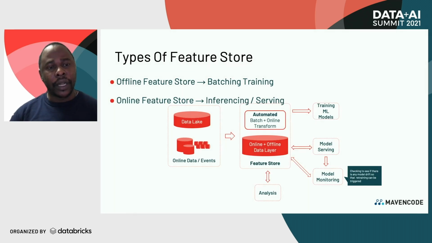So there are two types of feature stores. Mainly, the first one is the offline feature store that you use for batch training, and you have the online feature store that you use for inferencing. So you use it to enrich the input data that the user is sending to inference, before you send it to the model and do your inferencing and things like that.